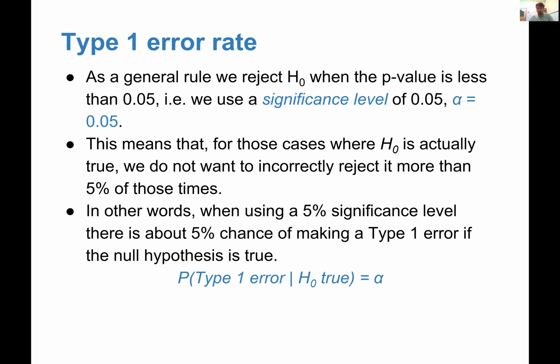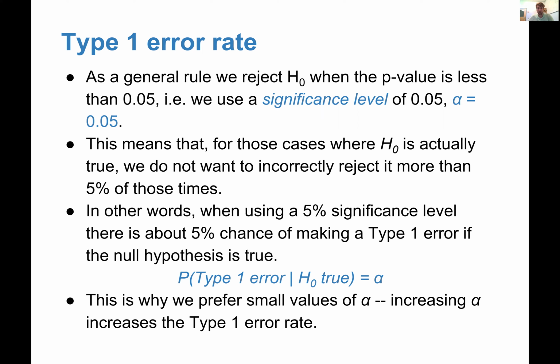Okay, so the probability of type 1 error if the null hypothesis is true is alpha. So this is why we prefer small values of alpha. We don't want type 1 errors. We don't want to declare an innocent person guilty.